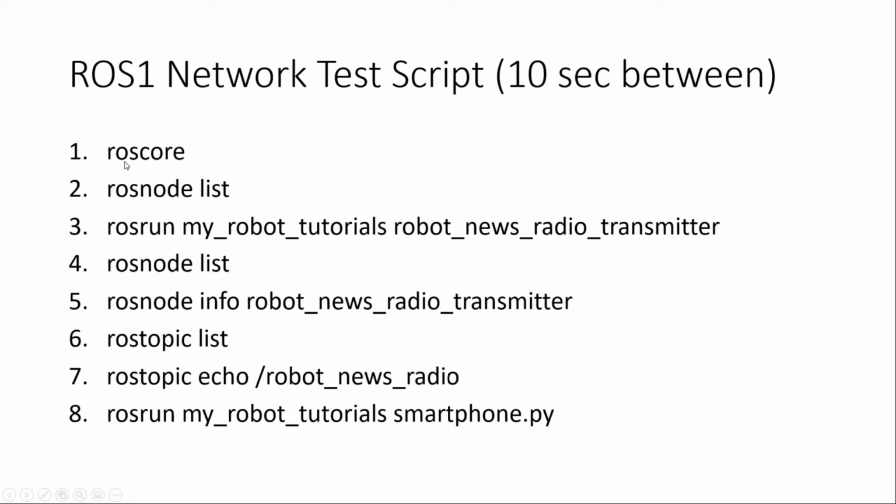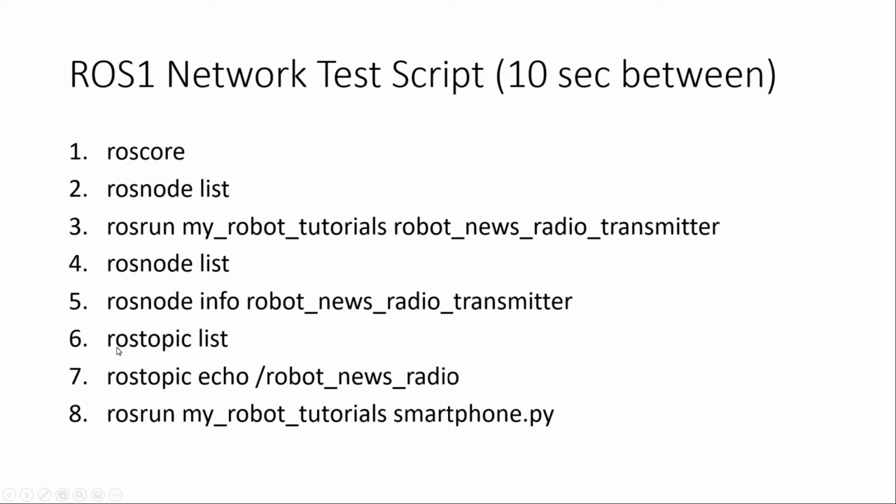So the things I'm going to do: first, I'm going to start up the ROS master by calling roscore. Wait 10 seconds, and then I'll do a rosnode list. Wait 10 seconds. Then I'll do a rosrun of this publisher, Robot News Radio Transmitter, which publishes a message on a topic. Wait 10 seconds. Then I'll do a rosnode list, and I should now see that node in the list. Wait 10 seconds. Then I'll do a rosnode info on that Robot News Radio transmitter, so I should get more info about that node.